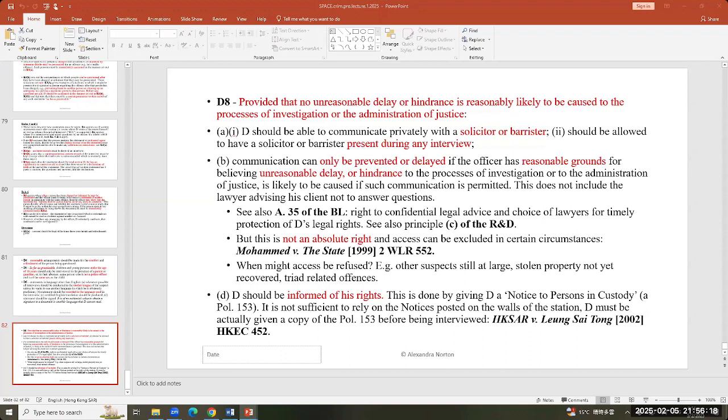Is the Correctional Services Department a charging officer? No, the Correctional Services Department are charged with looking after the people in custody. So I don't think they bring charges against suspects. Any other question?